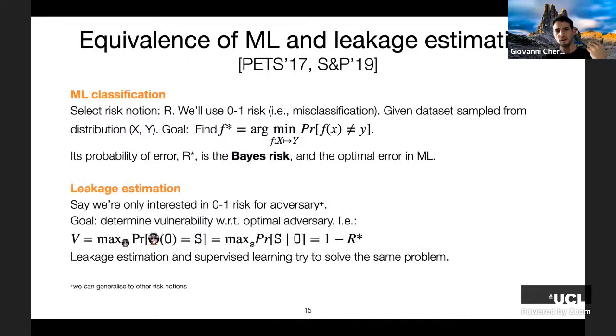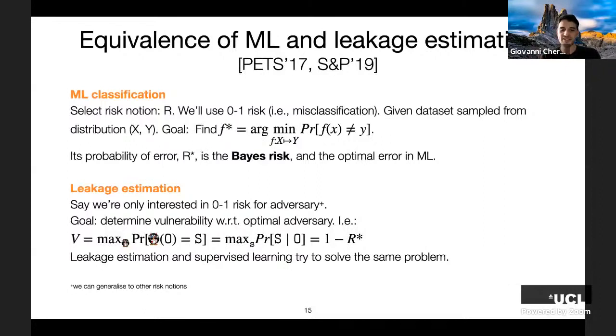Now, what are we trying to do with leakage estimation, and particularly in our framework? Well, again, we have defined a sort of risk for the attacker, and our goal is again to find the attacker which is the most likely to guess a secret given some output of our channel.